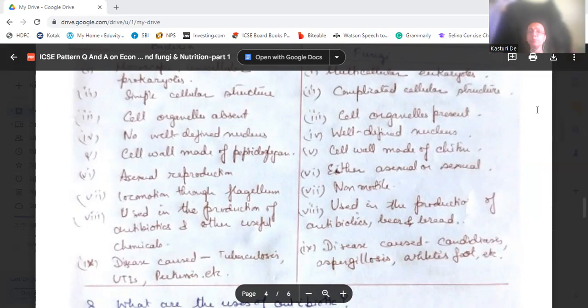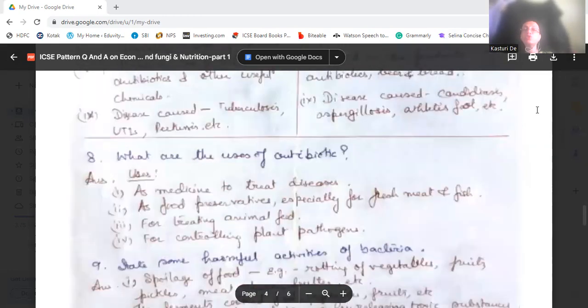Bacteria are used in the production of antibiotics and other useful chemicals, whereas fungi are used for the production of antibiotics, then beer, bread. Okay. The diseases caused by bacteria, examples are tuberculosis, urinary tract infections, pertussis, etc. Whereas diseases caused by fungi are candidiasis, aspergillosis, athlete's foot, okay, etc.